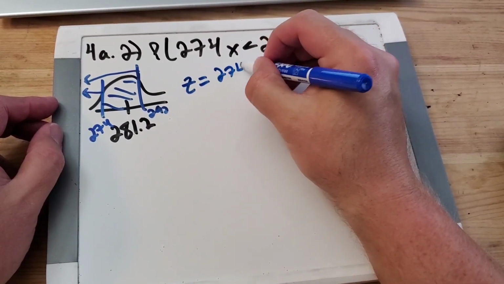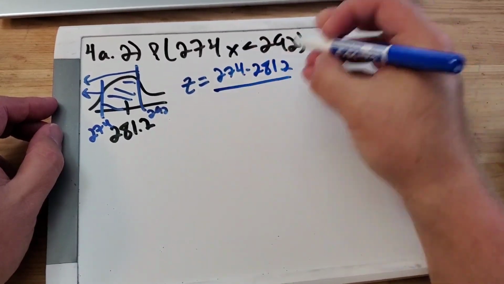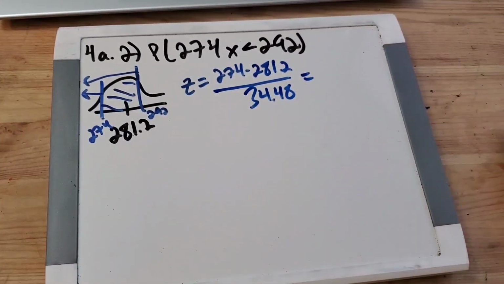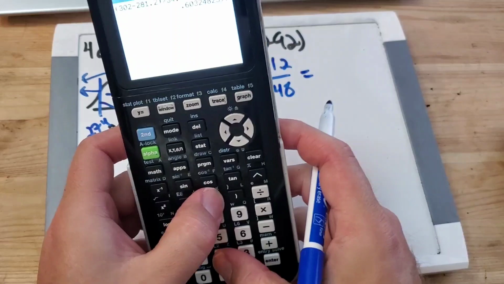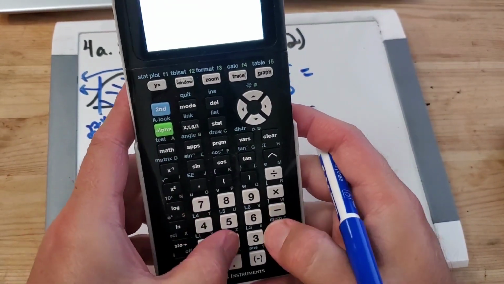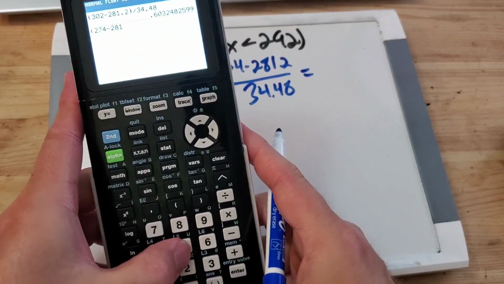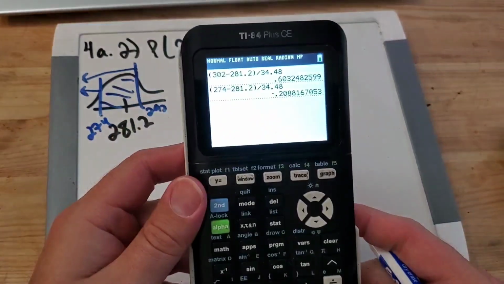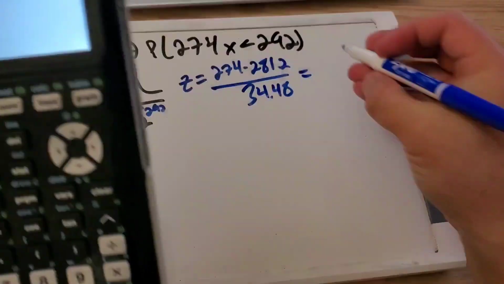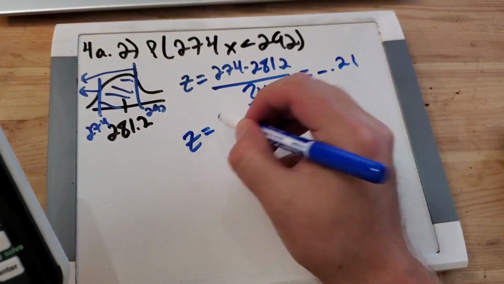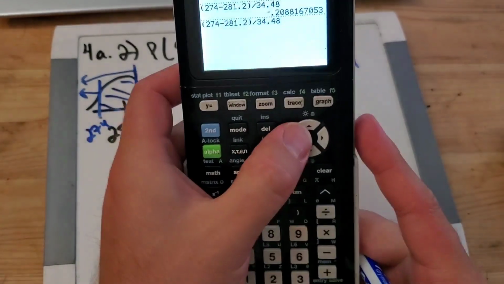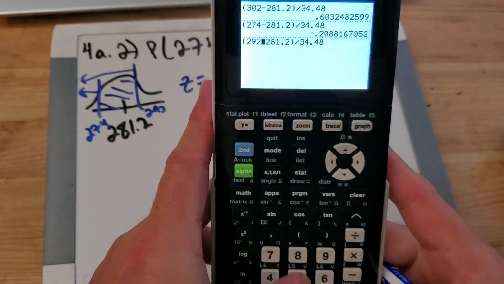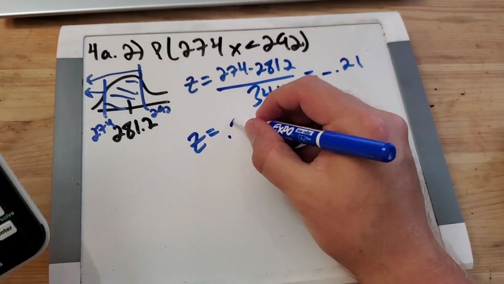So the z-score for 274, let's see, standard deviation is 34.48. And if I do this, 274 minus 281.2 divided by 34.48. Bam, I get negative 0.21. And if I do it for 292, I can just hit second enter, go back, and change this to what I want it to be, which is 292. For the second one, 0.31.